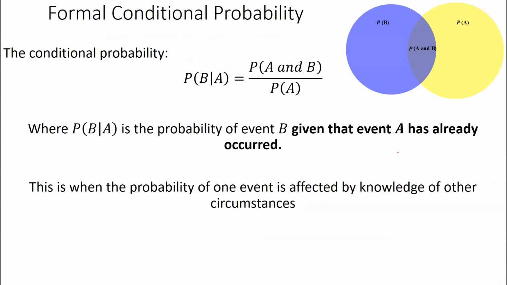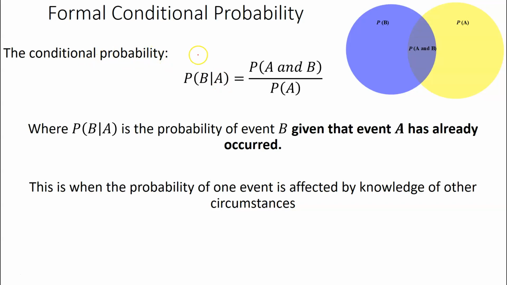Okay, let's go back and visit conditional probability again. This is the formal conditional probability. I told you we're going to be tweaking a little bit. So you need to write this down. The probability of B given A is the probability of A and B. That's the overlapping probability. Divided by the probability of A. Notice the second part.